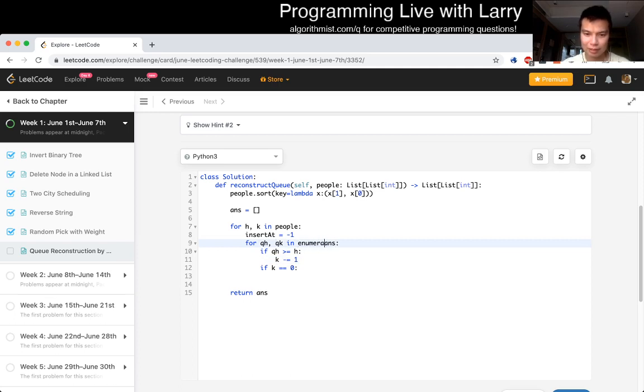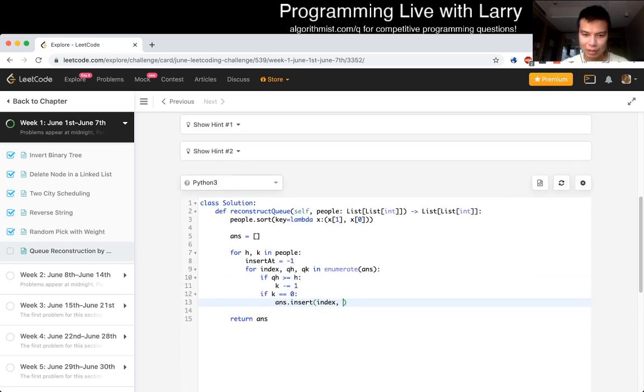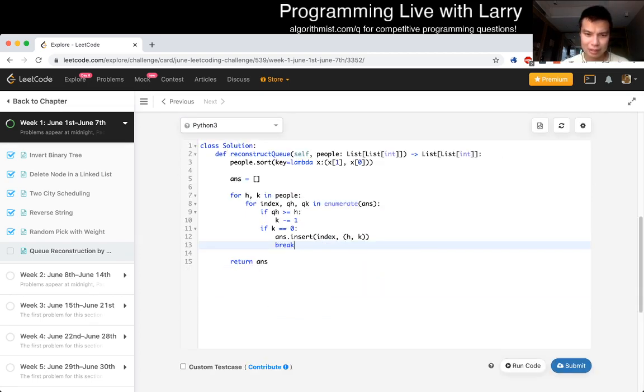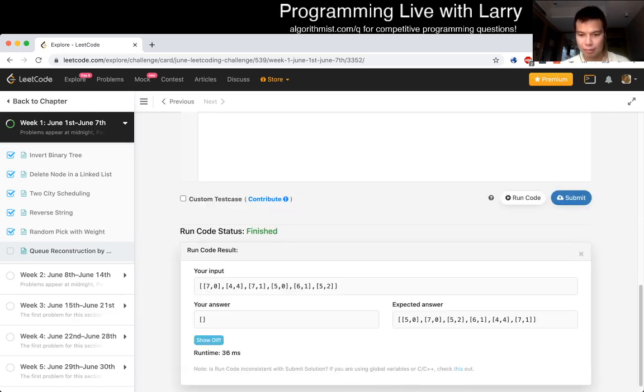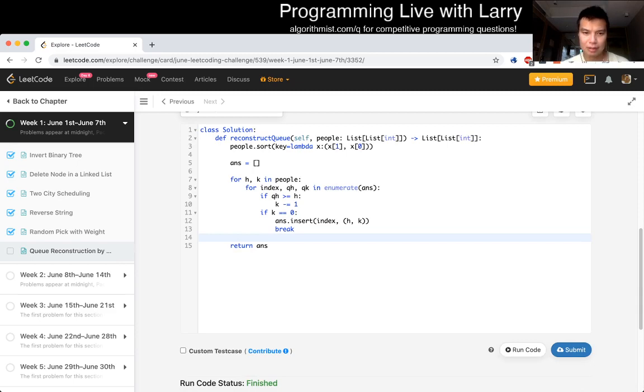Let's make this an enumerate. Insert at index, and what are we inserting? Oh, both the H and K. So only this, and then we could break. And if none of these triggers, though it should, this should be an invariant at the very last element. So let's try that. Okay, well, I guess in the first case this never triggers, and then it never triggers all the time.